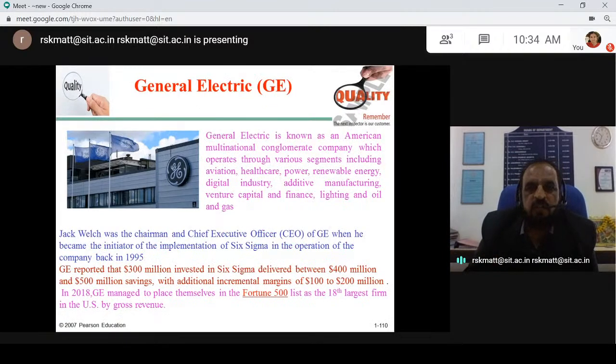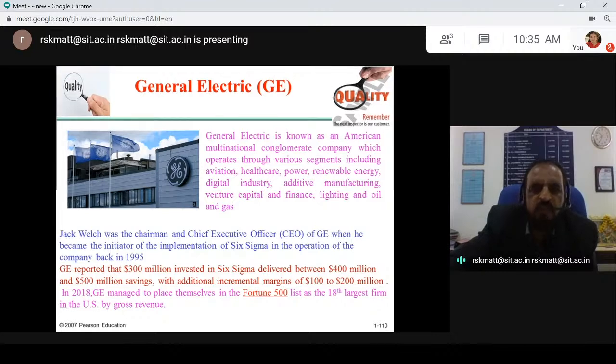And General Electric is also an American multinational company. The CEO of GE implemented this Lean Six Sigma philosophy, and because of the implementation, they invested 300 million in Six Sigma training. After that, they raised their productivity, and they gained a profit margin of $100 million to $200 million. They are also the 18th largest firm in the Fortune 500 companies.